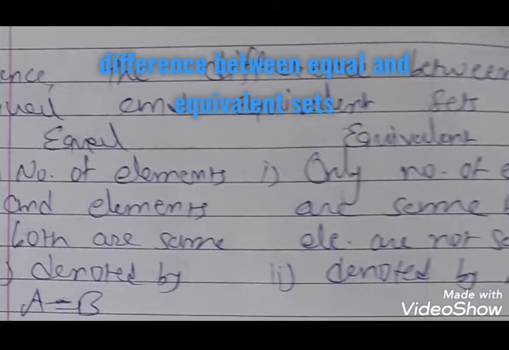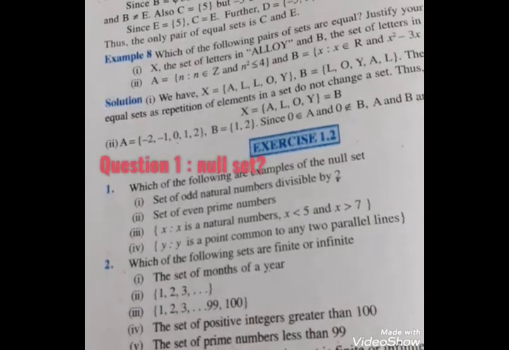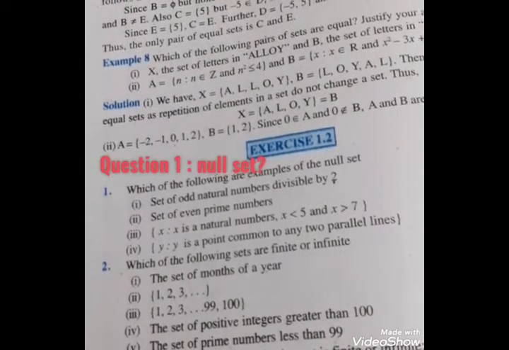As for example, A equal to {1, 2, 3}, B equal to {x such that x is an element of N, x less than or equal to 3}. Here A equal to {1, 2, 3} and B equal to {a, b, c}, then A is not equal to B, but A is equivalent to B. These are the main differences between equal and equivalent sets. Remember them.